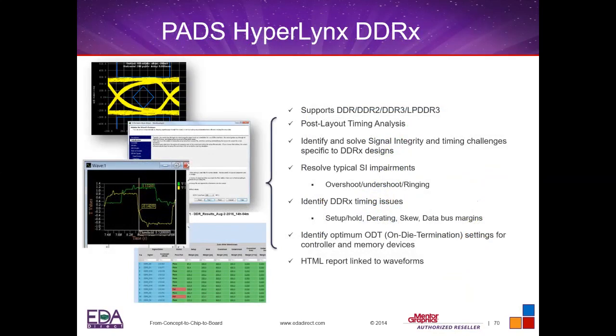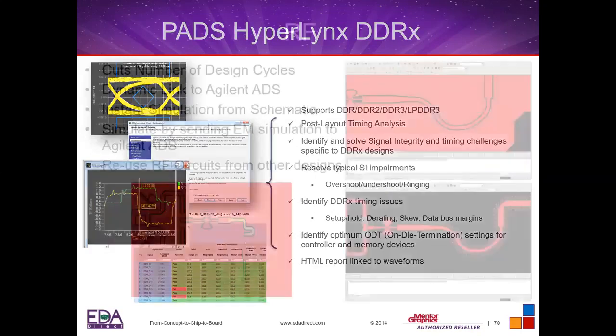Also have HyperLynx's DDR capability for DDR 1, 2, and 3. So this is going to help you with resolving typical SI problems. Maybe you have overshoot or undershoot, or maybe some ringing with your differential pair lines. So anything to do with DDR 1, 2, and 3, we have pulled that out of HyperLynx and made that available for the PADS Professional tool.